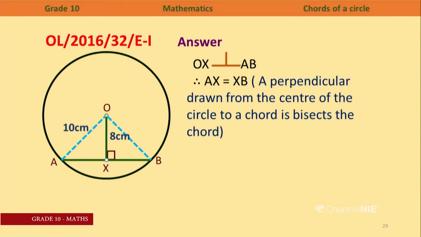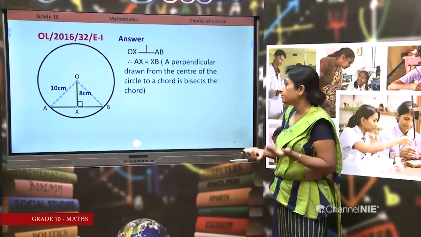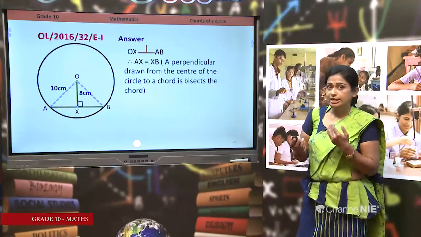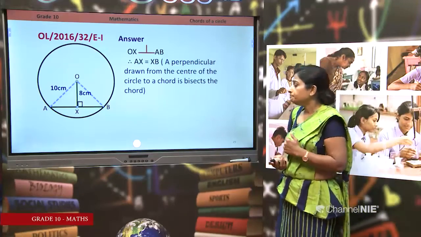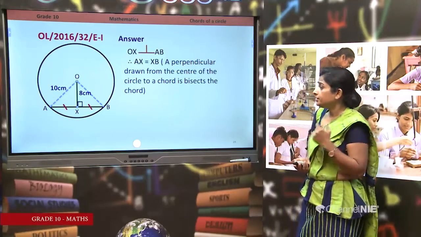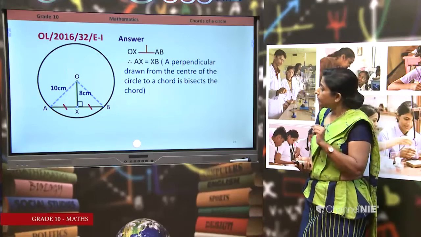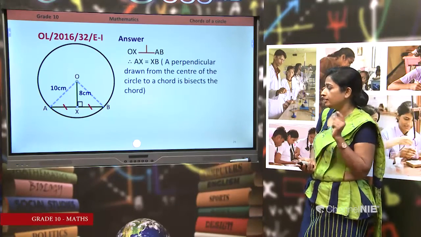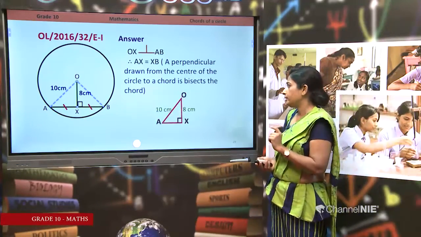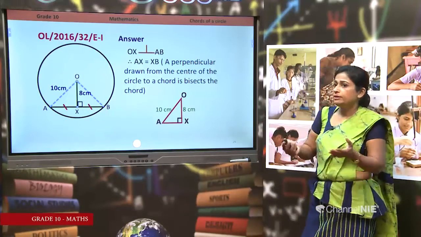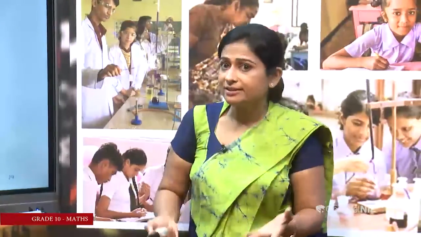So we know OX is perpendicular to AB, and AX is equal to XB because X is the midpoint of the chord. A perpendicular drawn from the center of the circle to a chord bisects the chord. So using that we can say that. Then we can find the length of the chord AB by considering the XB length. How do we do that? Using the Pythagoras theorem always. We get the help of the Pythagoras theorem.